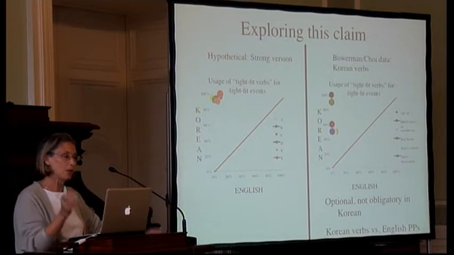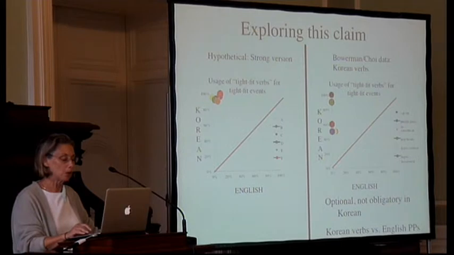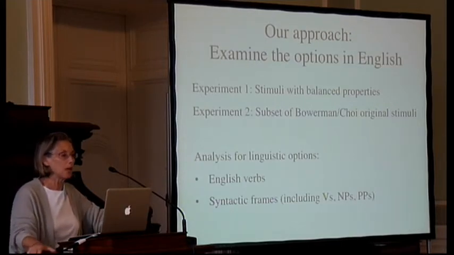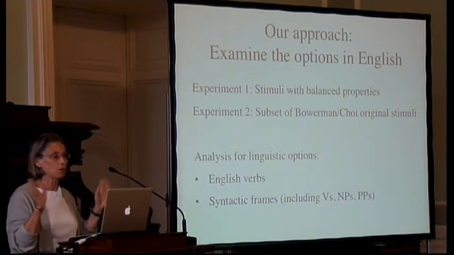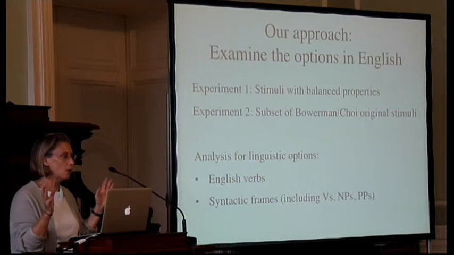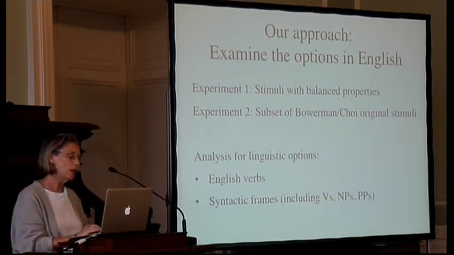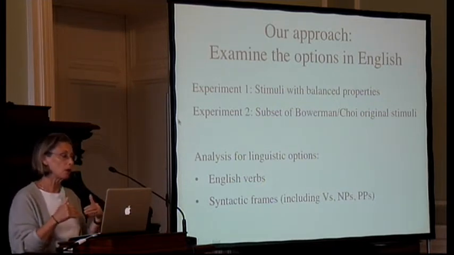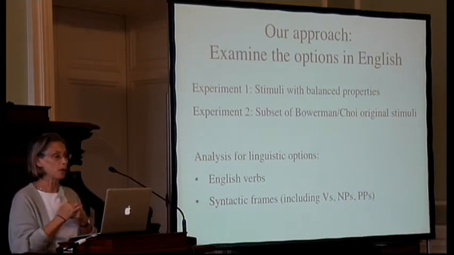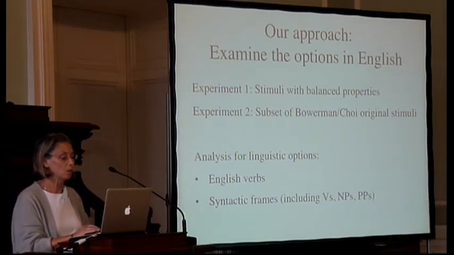We also have to note that in this study, the comparison that Bowerman and Choi made was between Korean verbs and English prepositions. The point was that in and on are the terms used very early by young children, so let's compare in and on with the verbs used very early by children in Korean, so kita, for example. That's a little bit apples and oranges, and we decided we needed to look much more closely at both verbs and prepositions. So our approach was to examine the options in English. And we did 2 experiments. One, a stimulus set with balanced properties, because we're good experimental psychologists and we didn't like having havoc in the instances that we used. And then, to see whether we were just biasing things by having this very balanced set, we also did a replication. So a second follow-up experiment was a subset of the Bowerman and Choi original stimuli. We carried out the same experiment with those.